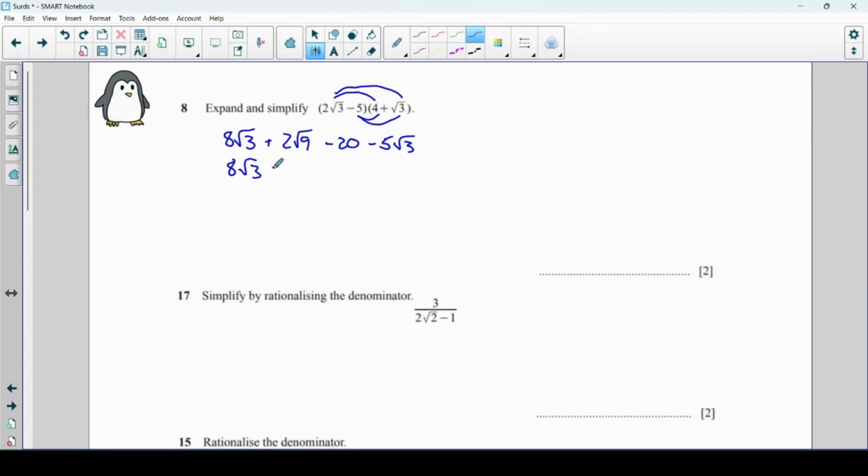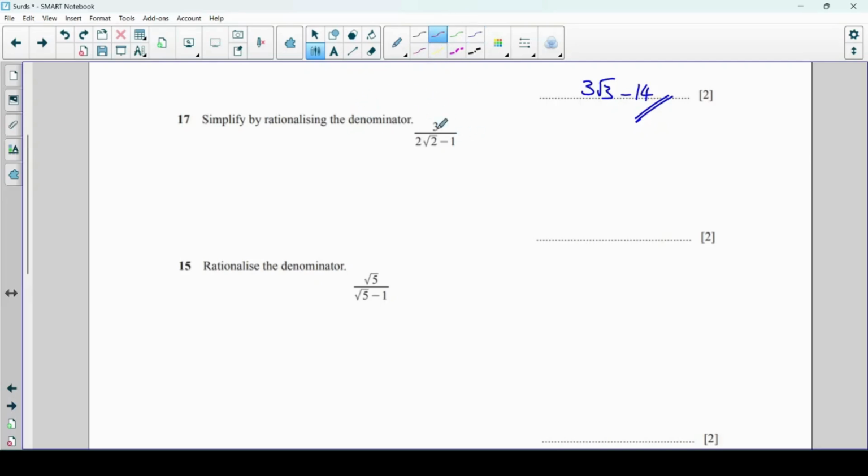So here, like I said, this square root of 9, that's 3. So here we've got 2 times 3, which is 6. Minus 20, minus 5 root 3. And now we're going to collect together the 8 root 3 and the minus 5 root 3. So that one and that one. 8 root 3 minus 5 root 3 is 3 root 3. And positive 6 subtract 20 is minus 14. So 3 root 3 minus 14.